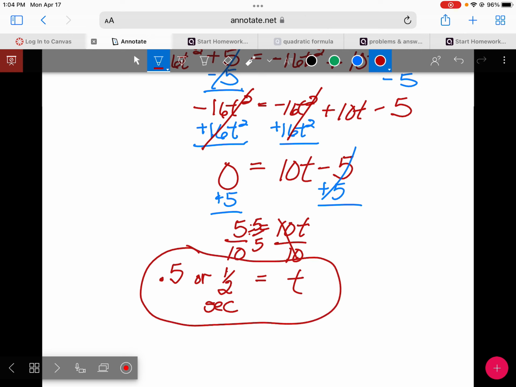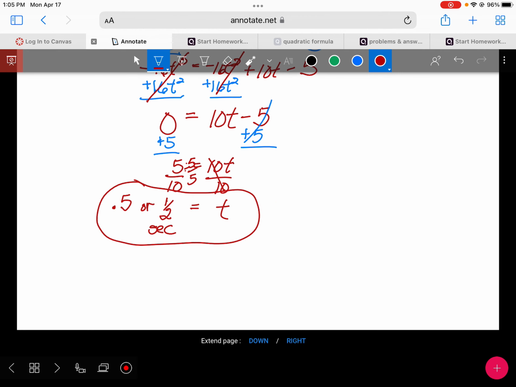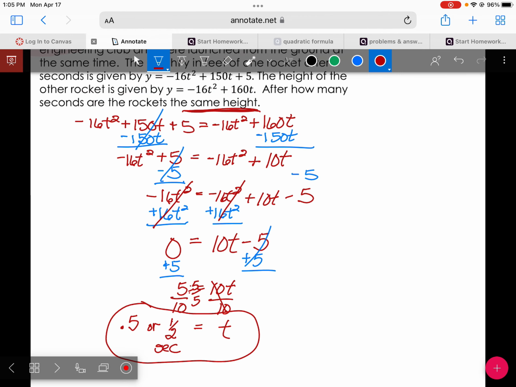So what does this mean in our problem? That at 1/2 a second, these two rockets were at the same height. Okay? Now, it says, what is that height? So how would I figure out the height if they give me my time, t? What should I do?